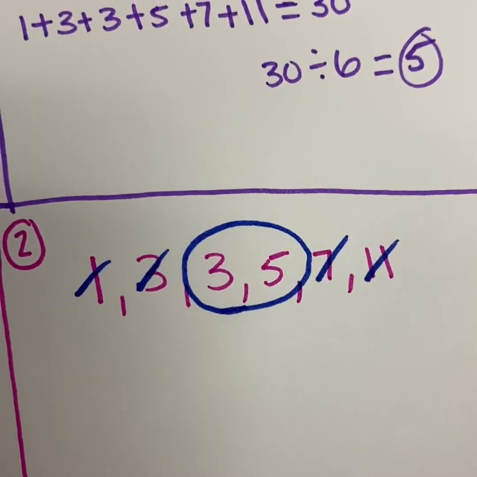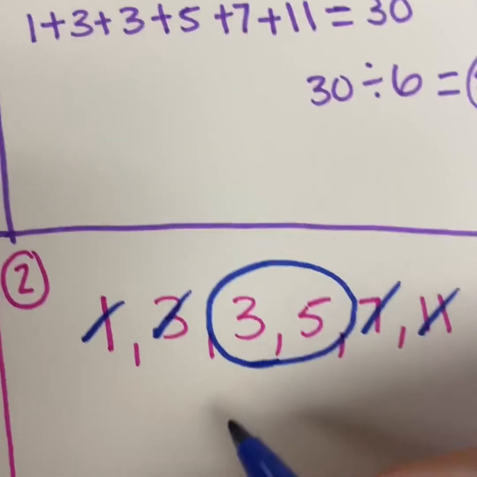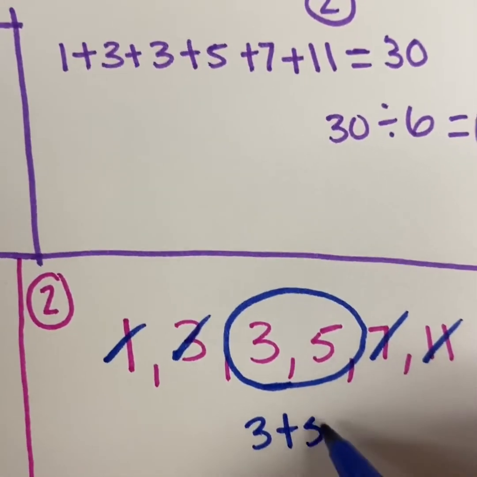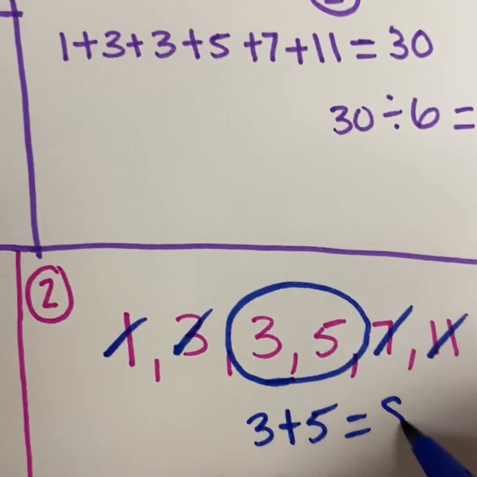So we're going to add those two numbers that are left together in the middle, and we're going to divide by 2. There's only 2 numbers. We're adding 2 numbers, we're going to divide by 2. So we have a 3 and a 5 in the middle. So this would mean we need to do 3 plus 5, which is 8.